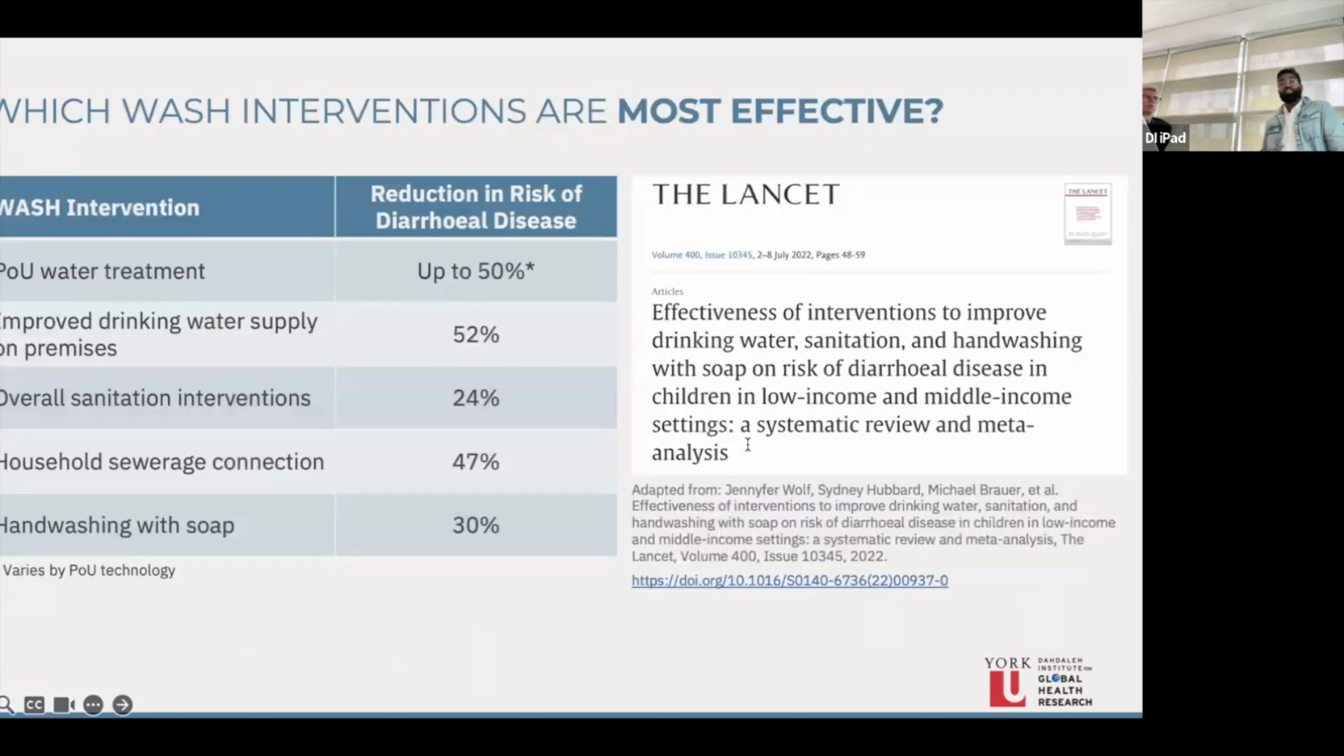Another way of asking this question is asking what interventions are most effective. That helps us answer the question, where should we direct our energy? Are some WASH interventions going to be more effective for preventing waterborne diseases than others?